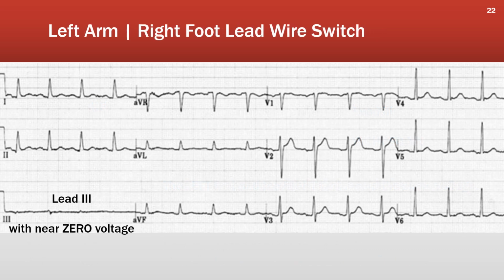Here is an example of a person with a left arm, right foot lead wire interchange. If you look down at lead 3, it looks just like the lead 2 we saw before. It has basically a flat baseline near isoelectric, and you're not going to see much of anything else in lead 3.